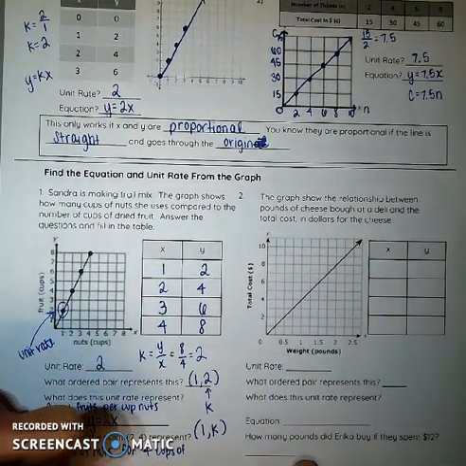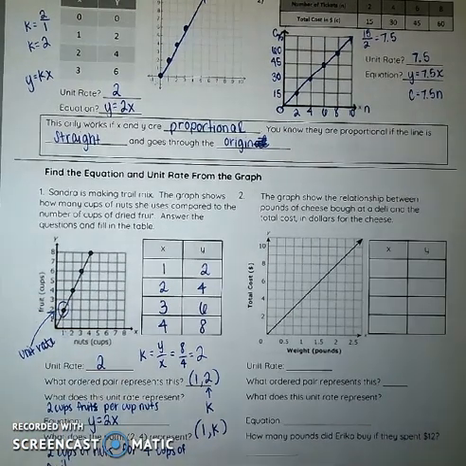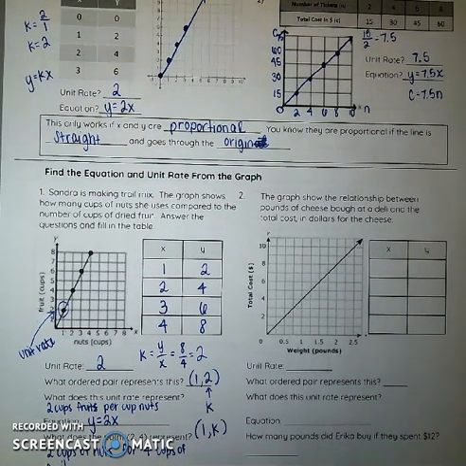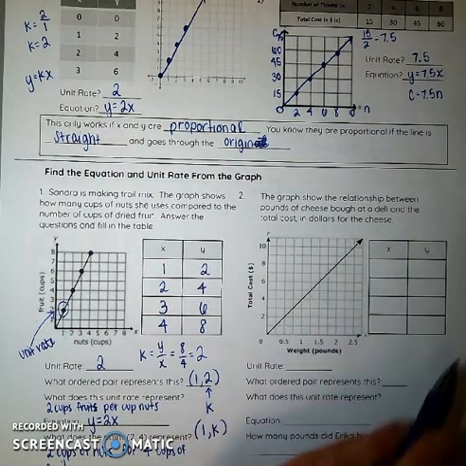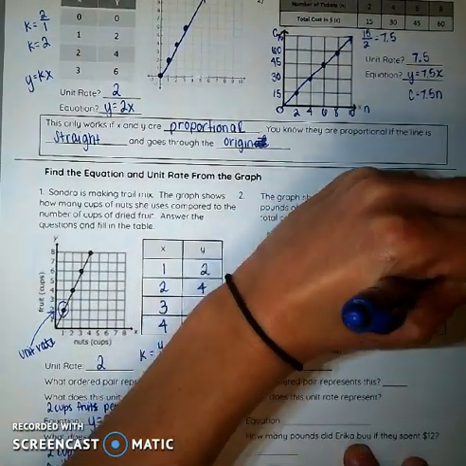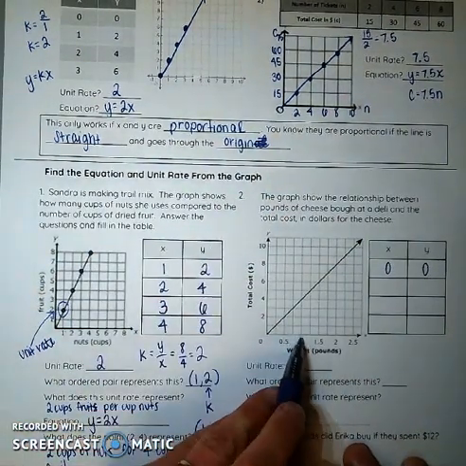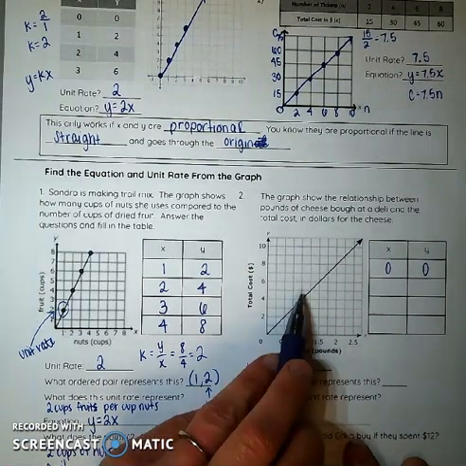Okay, so let's move on to the next one. The next one says, the graph shows the relationship between the pounds of cheese bought at a deli and the total cost in dollars for the cheese. First thing we want to do is identify some points for our table. I'm going to start with the first one at 0, 0. Might as well. And next I can see that I have a nice point at 1, 4.